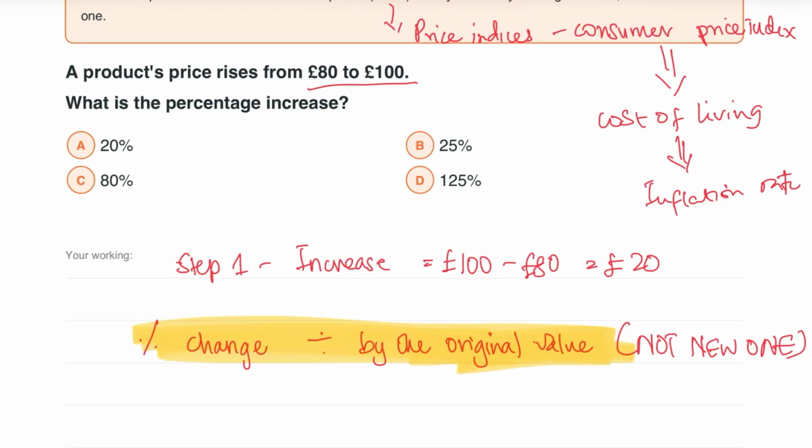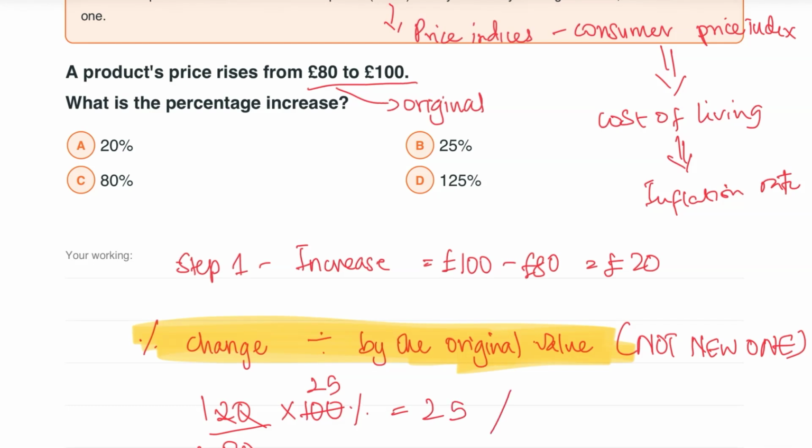Based on this, 20 should be divided by, how much should it go up from? 80 to 100. 80 is the original. Sorry, I made a mistake earlier. 100 is not the original. 80 is the original. 20 divided by 80 multiplied by 100, because we want to get the percentage. Whenever we want to get the percentage, we have to multiply by 100. Here the answer would be 25%. B would be the answer, 25%.